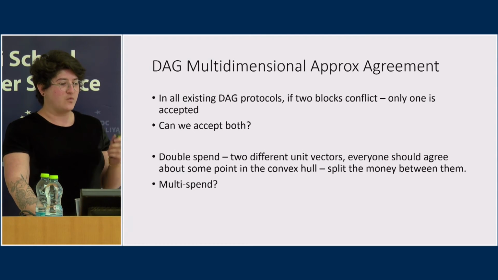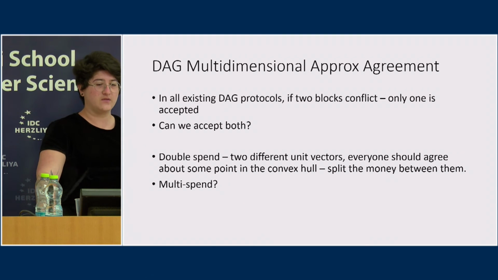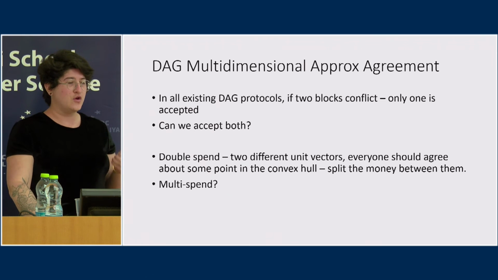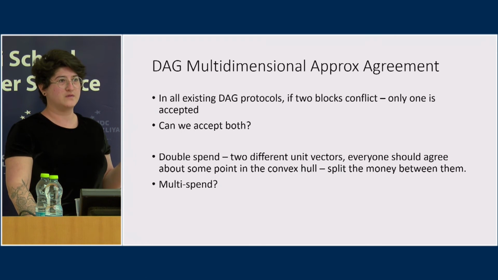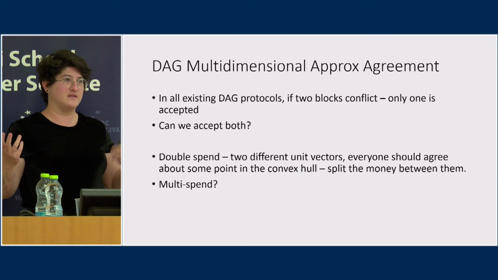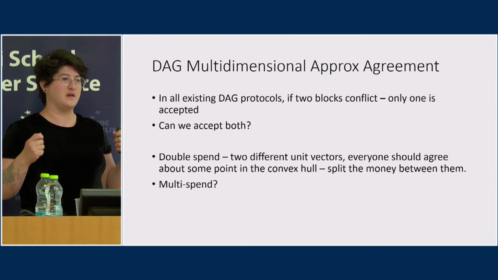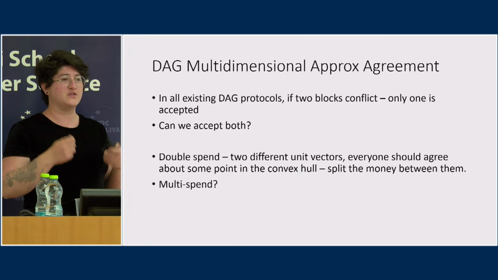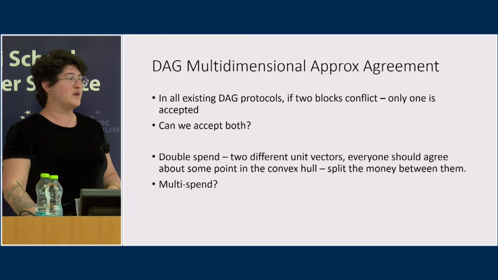So we claim that we can use this multidimensional approximate agreement to not have to reject one of the blocks. So we can have a different voting rule about the transaction, that instead of saying this block is valid and this one is invalid, we can have a different voting rule that each player in the system would use, and we can accept some convex combination of conflicting transactions.